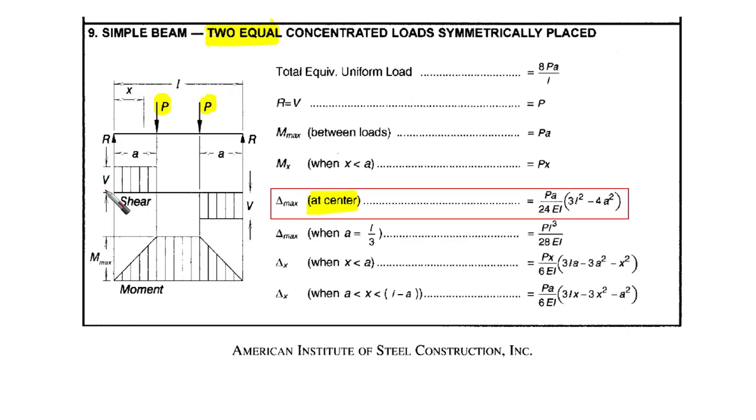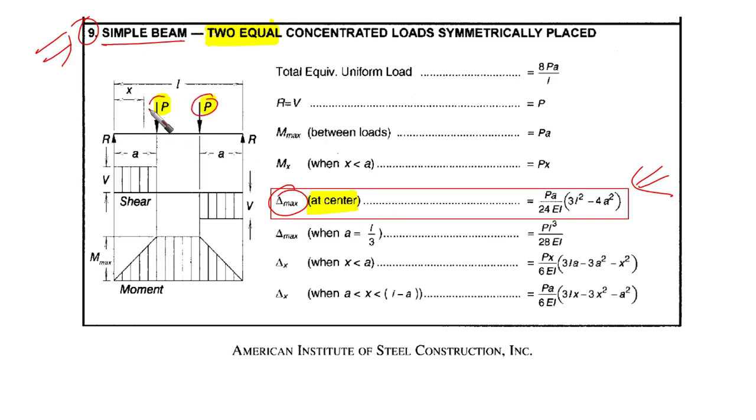Next slide here, you can find this one. Case number 9, simple beam, 2 equal concentrated loads symmetrically placed. You can find this on the table, but please do not rely on watching it in the video. As I said, stop the video and bring your manual and check how you can obtain it. You're going to find the deflection formula given to you here, and as you can see, it's identical for our case.